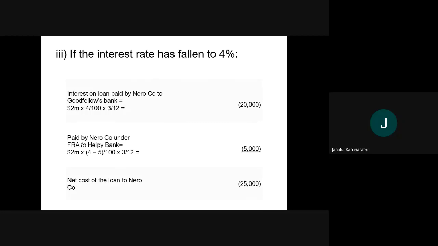So basically, I agreed at 5% today under the FRA agreement. So now I am not worried about the market interest rate. Whether the market interest rate goes up or down, I am only paying 5% for this loan under the FRA agreement.